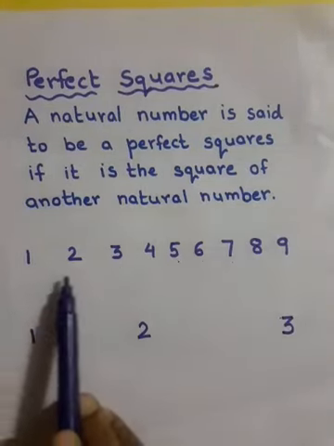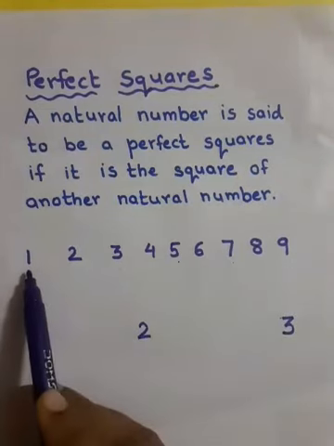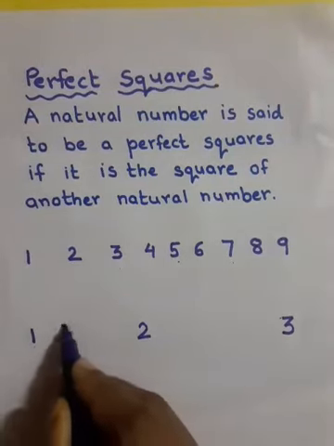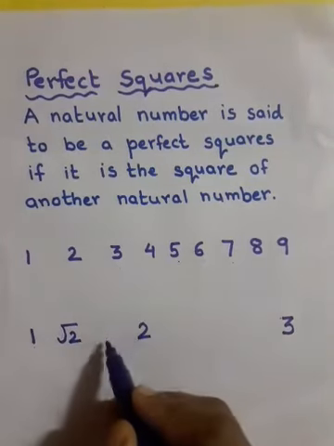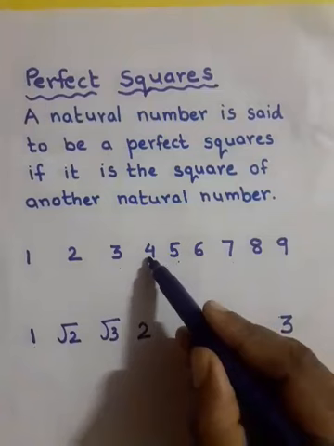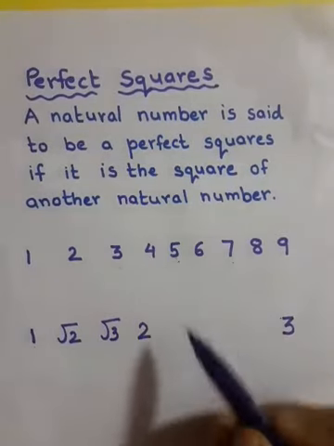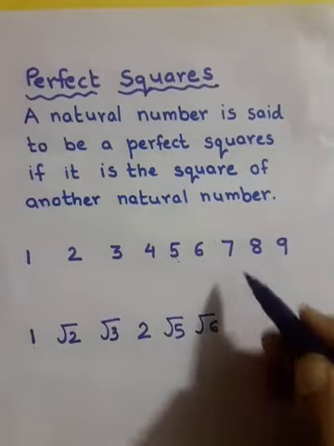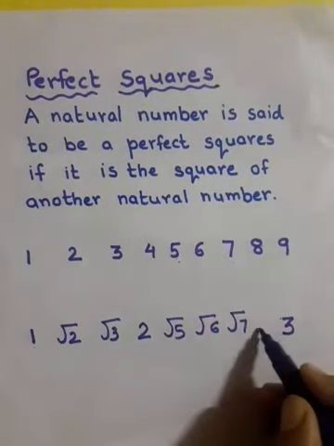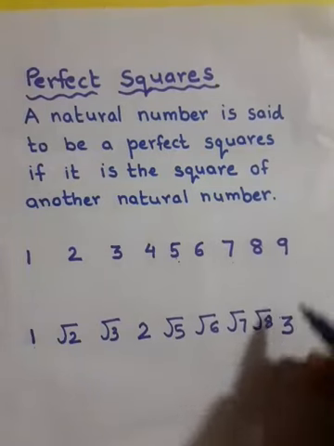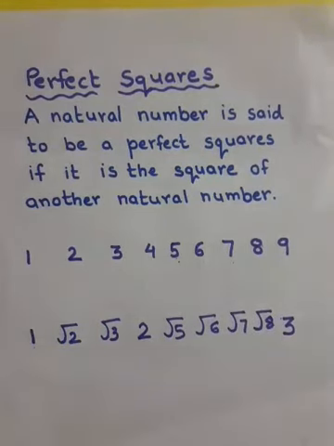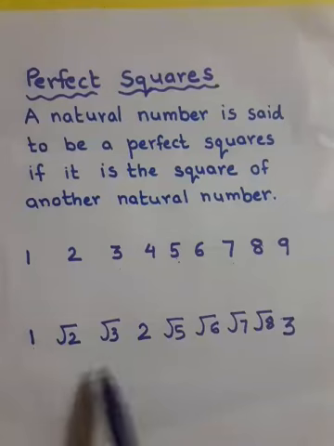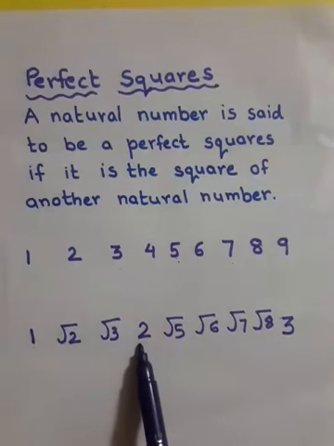Now if I find the square root of all the numbers: the square root of 1 is 1. What was the square root of 2? Root 2 only. Square root of 3? Root 3. Square root of 4? 2. Square root of 5? Root 5. Square root of 6? Root 6. Square root of 7? Root 7. Square root of 8? Root 8. Square root of 9? 3. So now students, the numbers root 2 and root 3 will lie between integers 1 and 2.